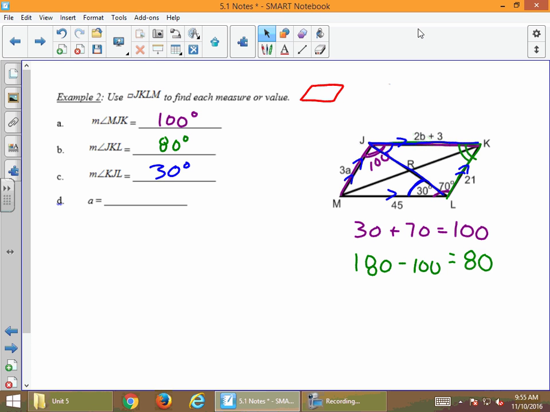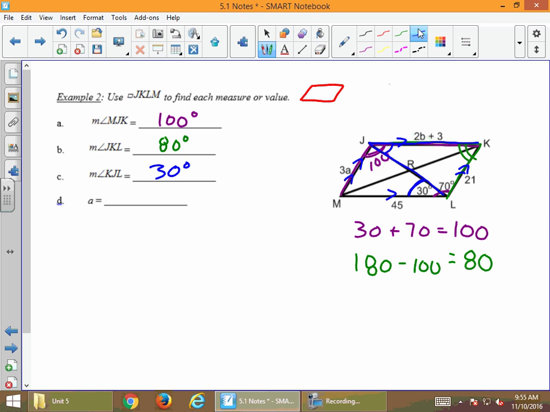All right, good. Well, how can I solve this A? First off, where's A at? It's one of the sides, right? So, what's something I know about sides? They're equal to each other. Sides are congruent. Opposite sides are congruent. So I'm gonna look. What side's opposite that 3A? 21. So I'm gonna say those are congruent. Not only congruent, they're equal.